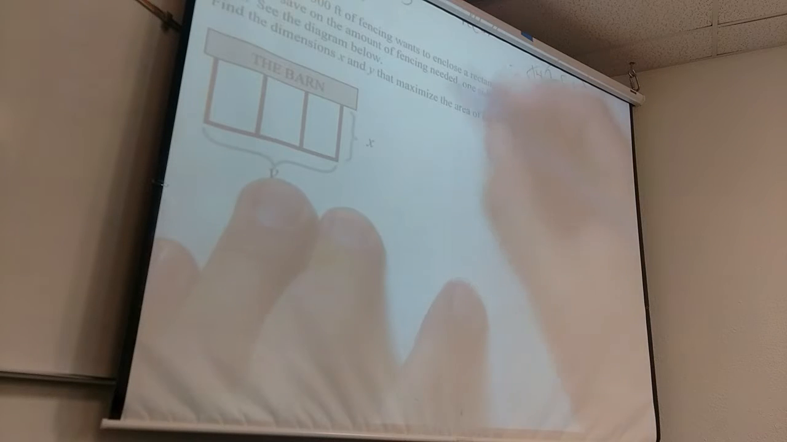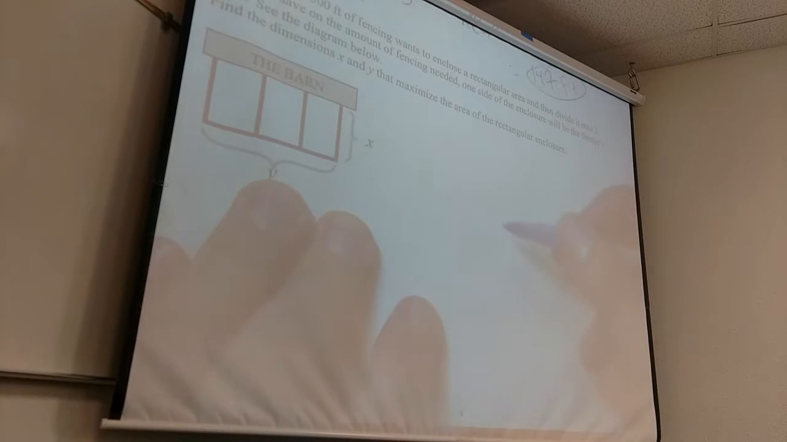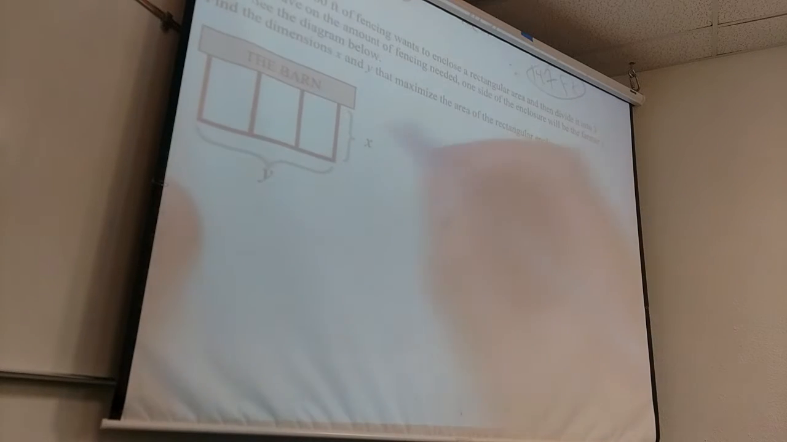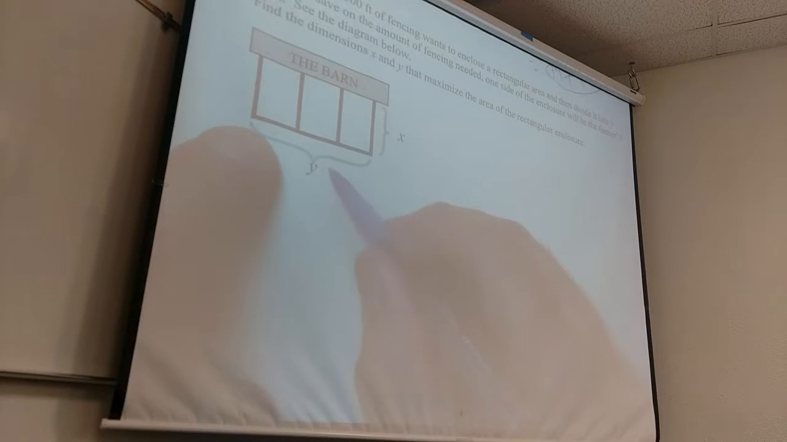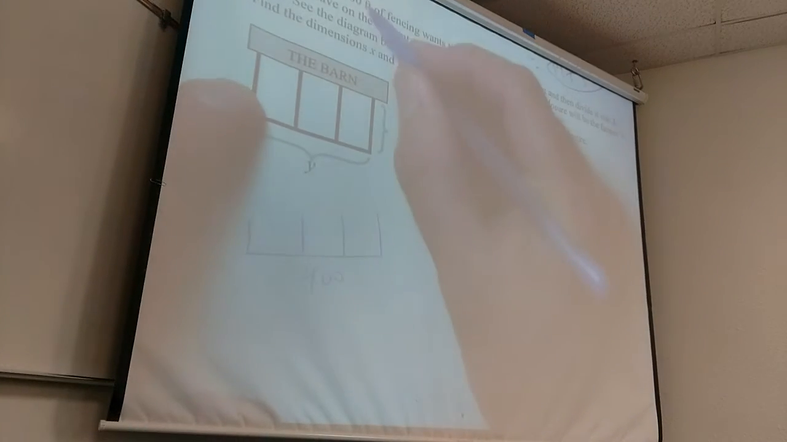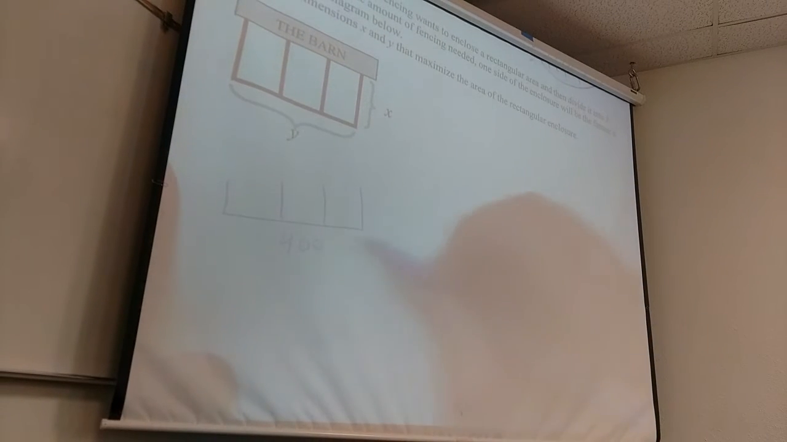Whenever they give you this, it's called an optimization problem. You're trying to optimize the area. Let me see if you guys can figure this out. If I used 400 feet on this side, how long can these be to use all the fence? How much fence is left? If I use 400 feet for that side, there's 100 feet left.